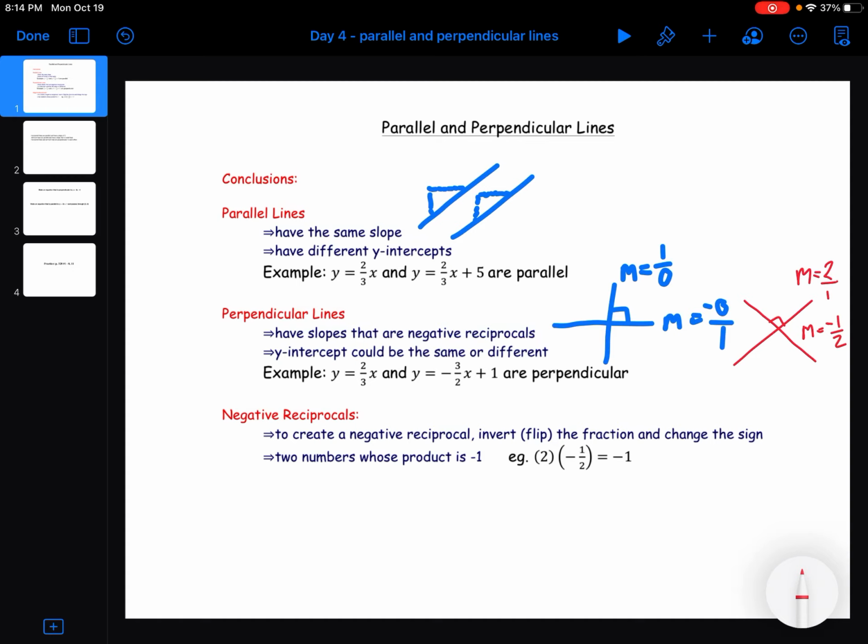To create a negative reciprocal, you flip the fraction and change the sign. So perpendicular lines have slopes that are negative reciprocals, and the y-intercept can be the same or different. It's the same if they intersect right at the same point. It's different if they don't.